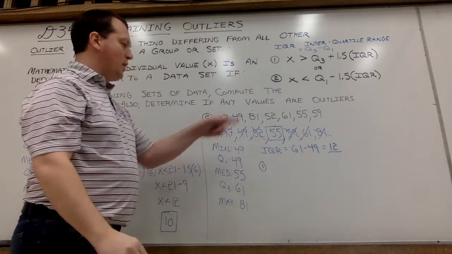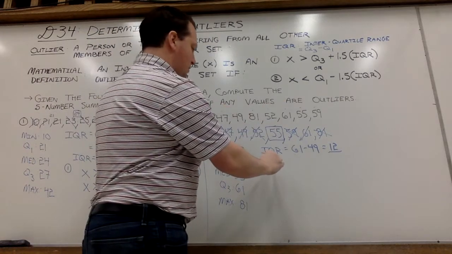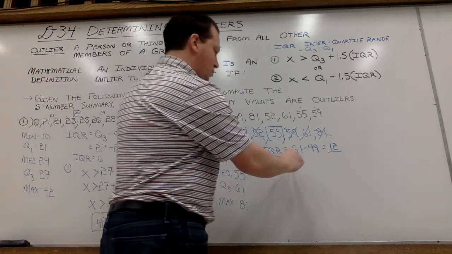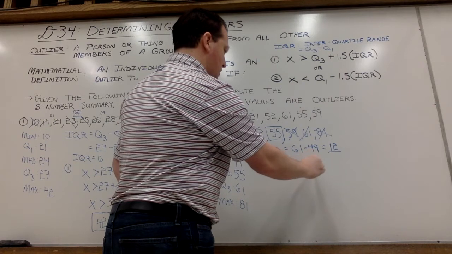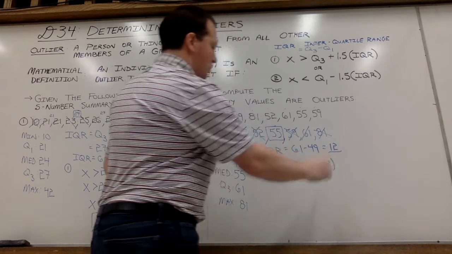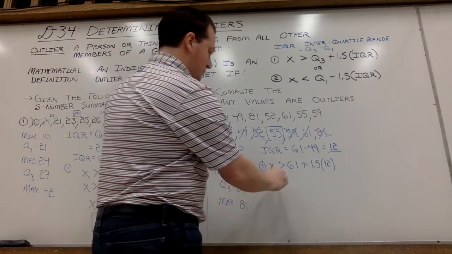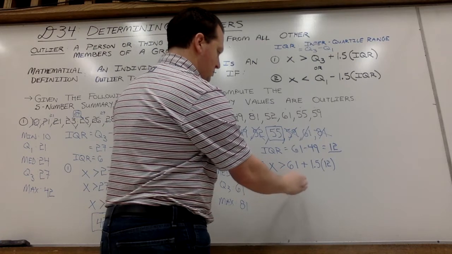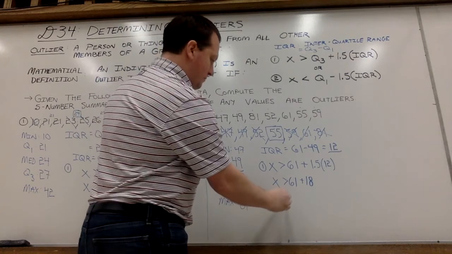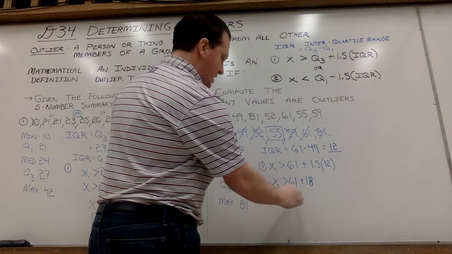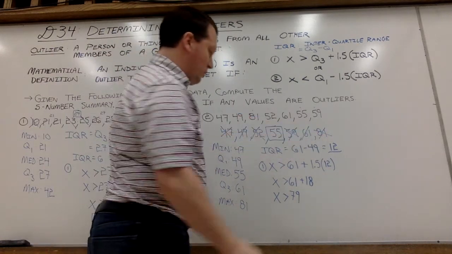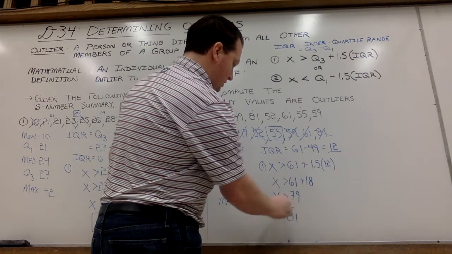So I'm going to check first, do I have any individual values that are greater than the upper quartile, 61, plus 1.5 times the IQR, which is 12. 1.5 times 12 is 18. So are any numbers greater than 61 plus 18, which is 79? So do I have any numbers greater than 79? Yes, I do, 81. So 81 is an outlier here.